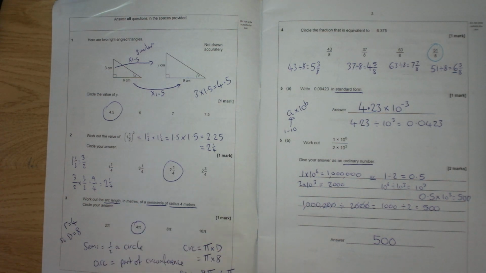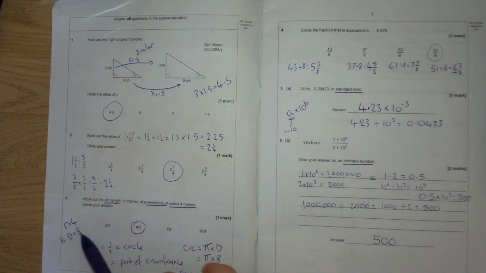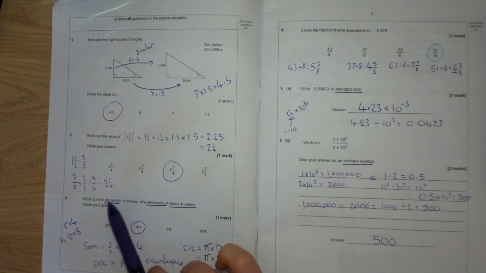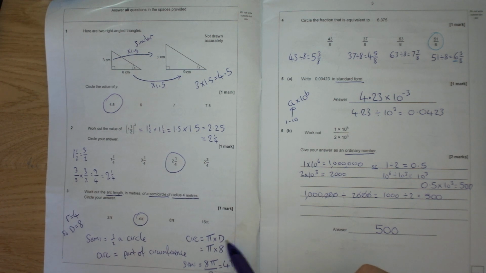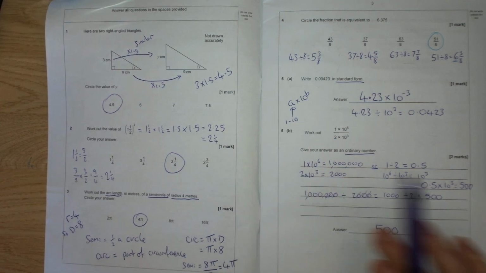Next one, work out the arc length. An arc is just part of the circumference. So we've got a semicircle that has a radius of 4 meters. If the radius is 4 meters, therefore the diameter must be 8 because of the factor of 2. Semicircle is half a circle, so circumference is pi times diameter, pi times 8. Semicircle is half that, half of pi times 8 is 4 pi.